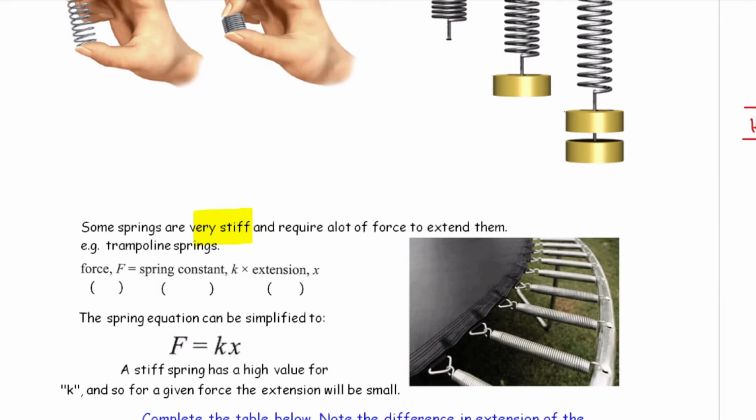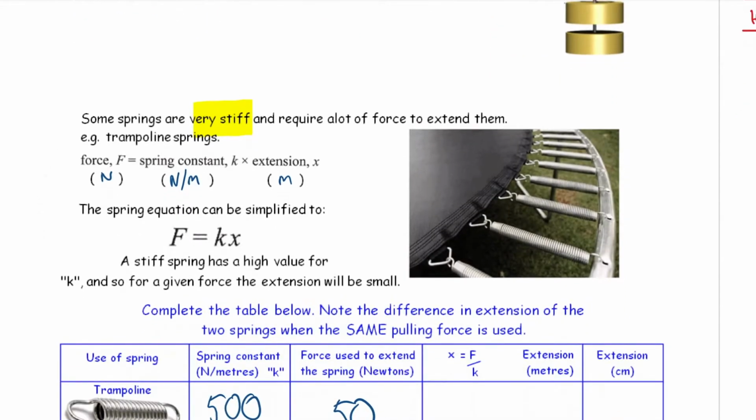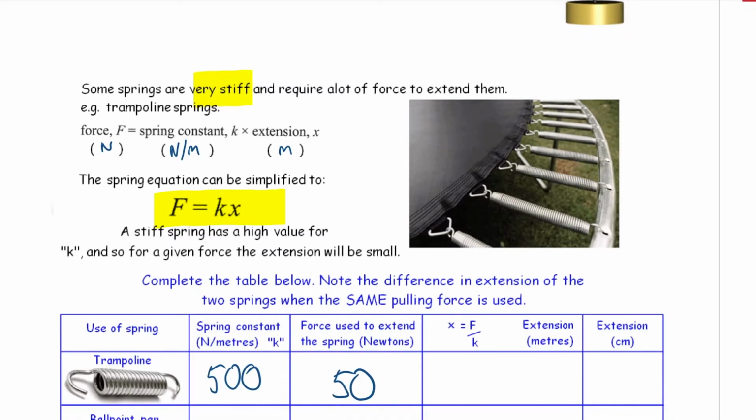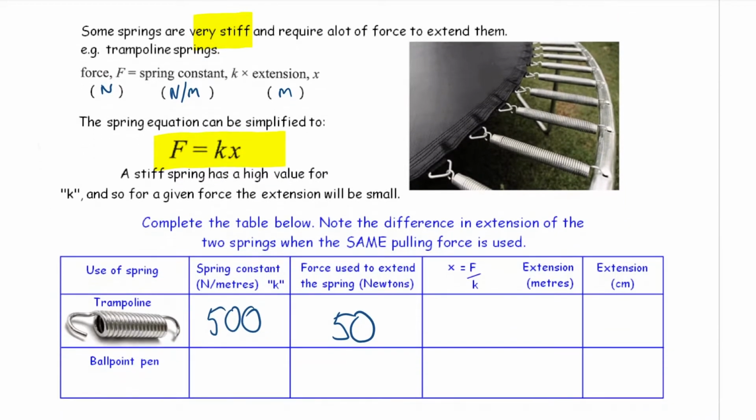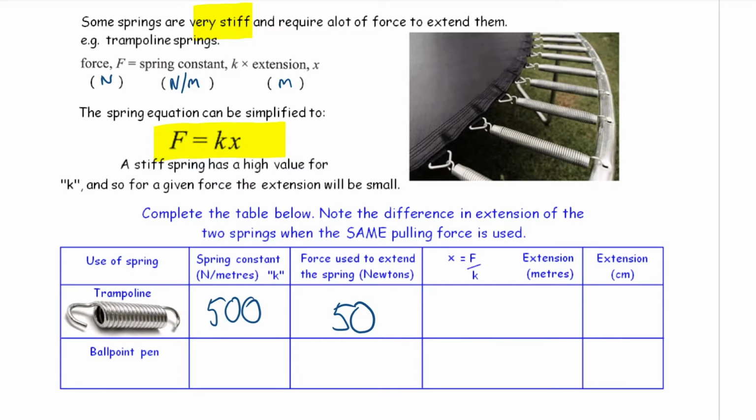If you can just write down the units: the unit of force is newtons, extension is in meters, and the spring constant is newtons per meter. New equation for today then, F equals kx, that's force equals spring constant times extension. And as it says underneath, a stiff spring has a high value of k.